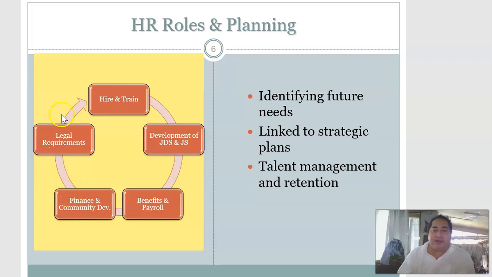And then we look at the legal requirements. What are the legal requirements in terms of your job? What is your pay structure, how much are they allowed to work within a certain period of time within the organization, from 12 hours to 14 hours, etc.? What's legally binding with regards to their job?